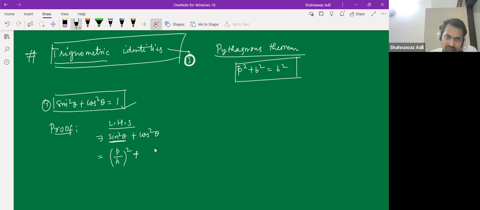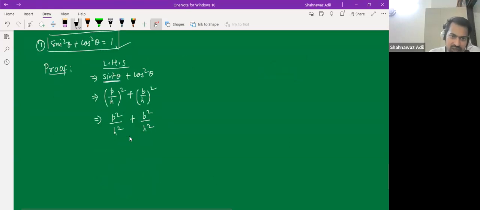Shoaib, what is cos theta? B by H, right? So again, take the square. So this is b square by h square, and this is b square by h square. If we take the LCM, this is h square. So this is p square plus b square. And what is p square plus b square? H square, right? So h square cancels and we have 1, which is equal to RHS.